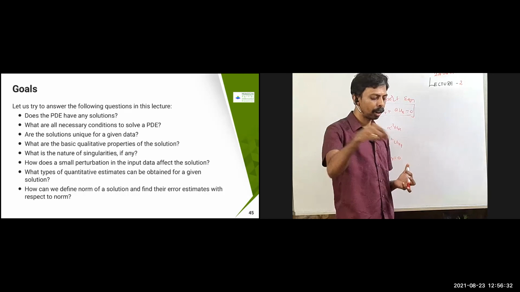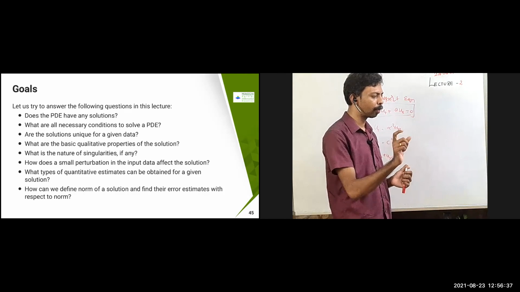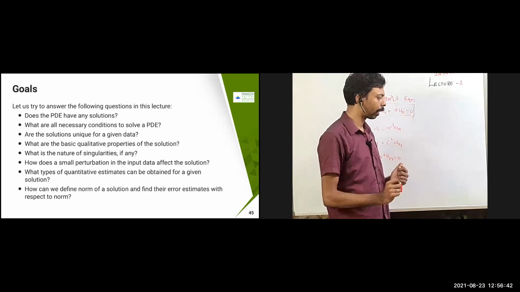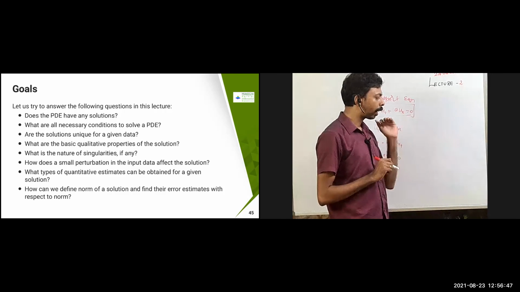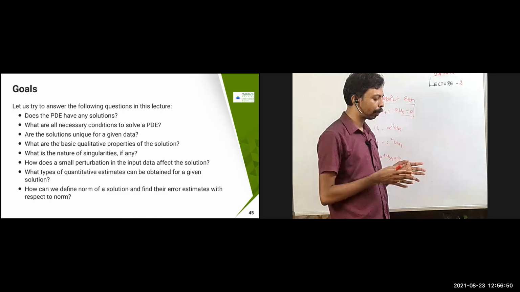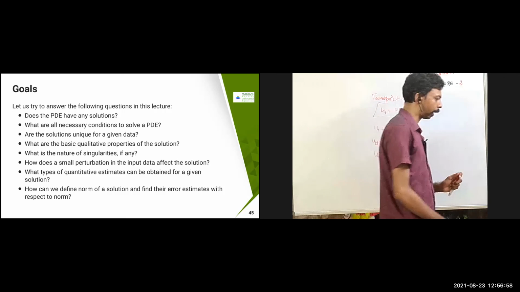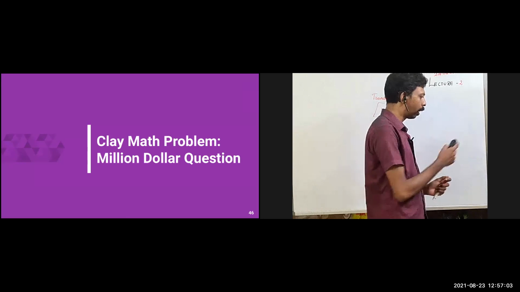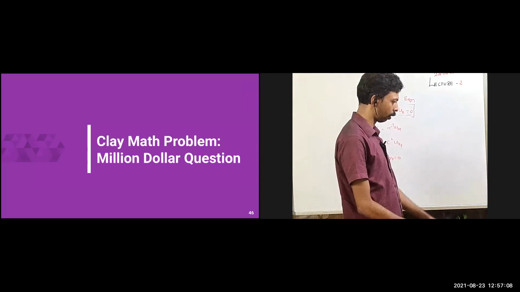Suppose you have fed some input data and you disturb it, say I have given an epsilon modification. Will that epsilon modification affect the solution greatly? That is the question of ill-posed or well-posed problems, which we'll be discussing. Then what are the quantitative estimates, like the norm of the function or the absolute value of the function? All these things will be defined. Then you can define the norm of the solution and the error estimates, with respect to the norm. With this, I will stop the lecture. We'll discuss the Clay Millennium problem and start with our solution part in the next lecture.